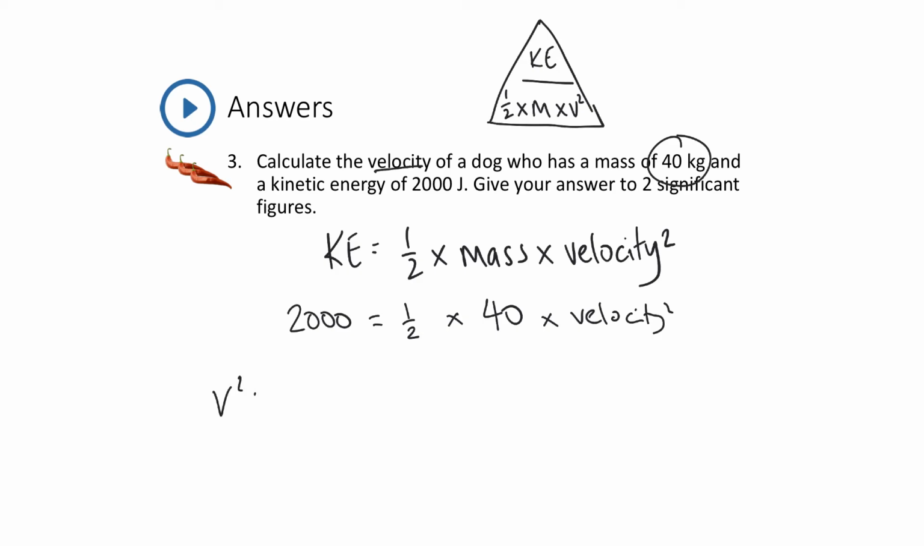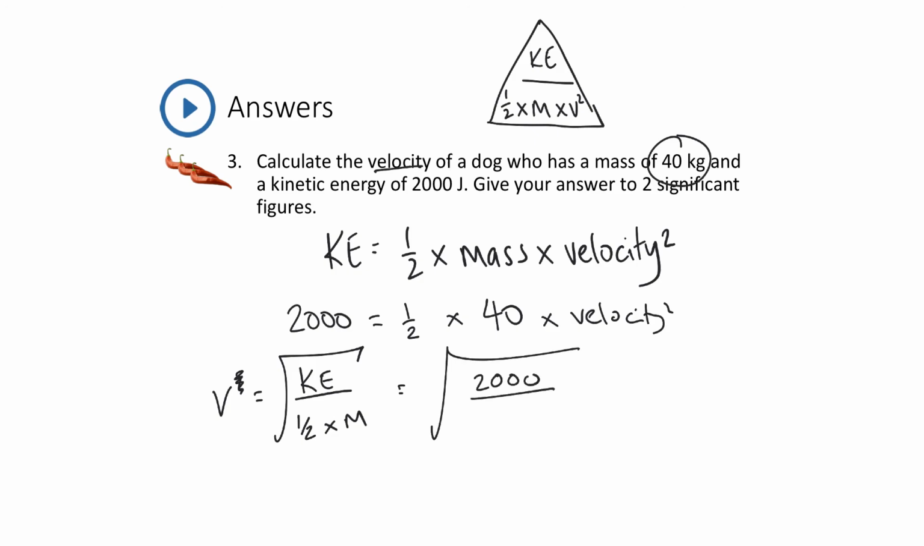So v squared to start with is kinetic energy divided by a half times mass. And then if we square root, so we can then put kinetic energy, which is 2000. And then rather than writing a half, I can write 0.5, and the mass is 40. So that's then the same as doing 2000 over 20. So that's then the same as doing the square root of 100. So our object is moving at 10 meters per second. So once again, I hope you got the third one correct, and very well done if you did.